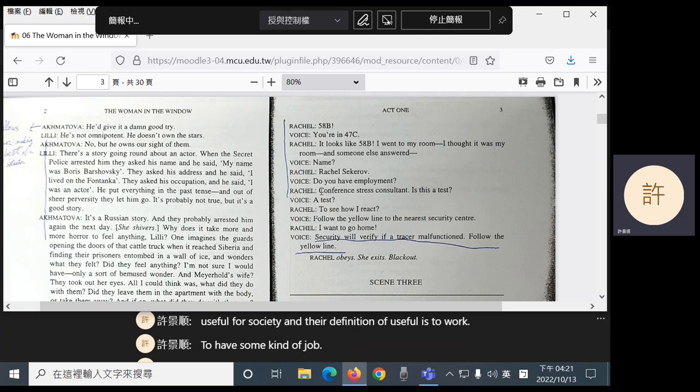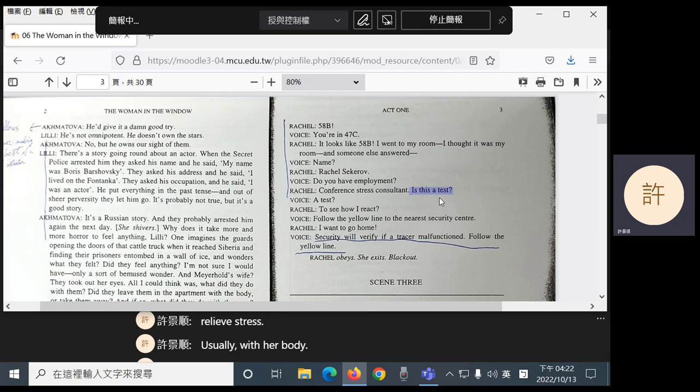And Rachel's job is conference stress consultant. What does that mean? We don't know yet. But we will later discover that she is a sex worker. Her job is to meet with people and help them relieve stress, usually with her body.